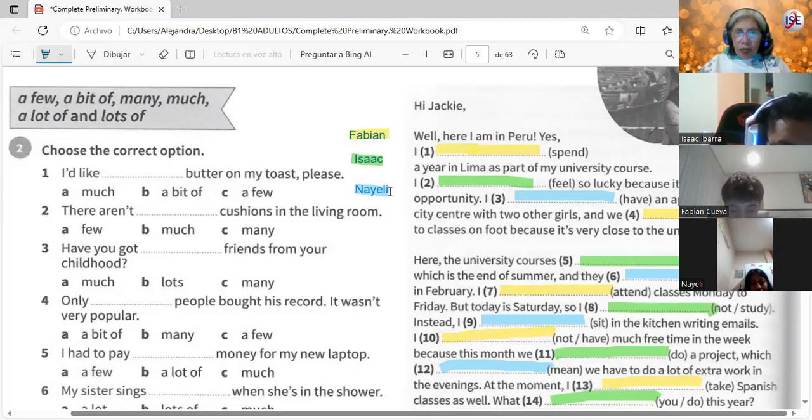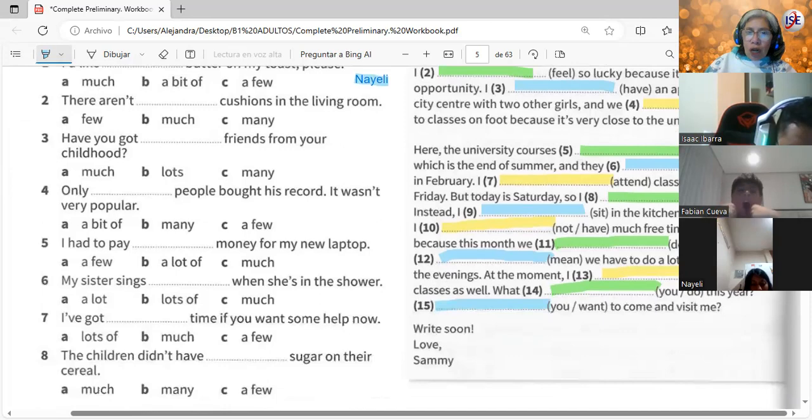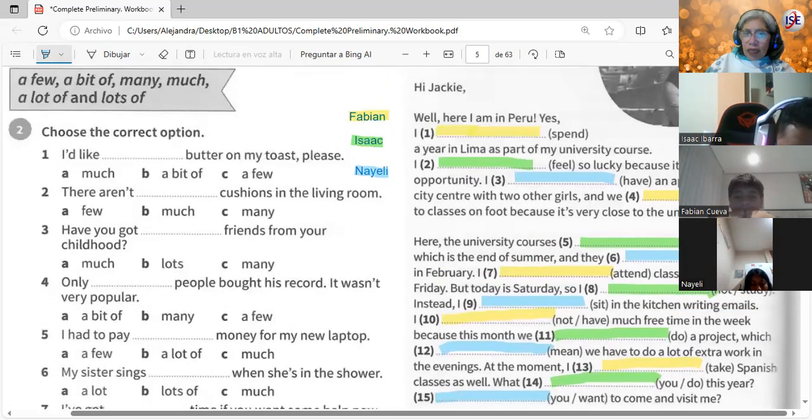Okay, let's go to the second paragraph. Here, the university courses start in April, which is the end of summer, and they in February. I classes Monday to Friday, but today is Saturday, so instead, I in the kitchen writing emails. I not have much free time in the week because this month we do a project, which means we have to do a lot of extra work in the evenings. At the moment, I take Spanish classes as well. What you do this year? Write soon. Love, Sammy.